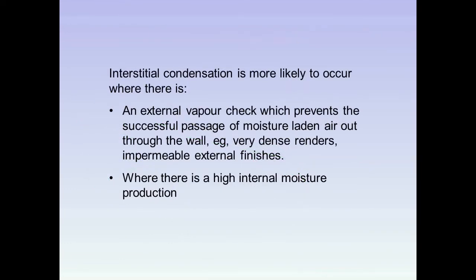Interstitial condensation is most likely to occur where there is an external vapor check, which will even slow down or prevent the successful passage of moisture-laden air out through the wall, such as dense renders, impermeable finishes, and usually where there is a high internal moisture production.